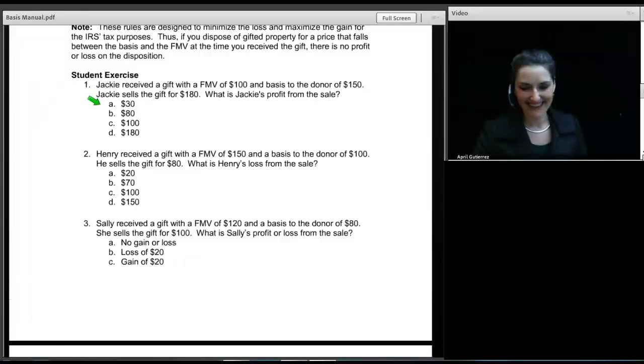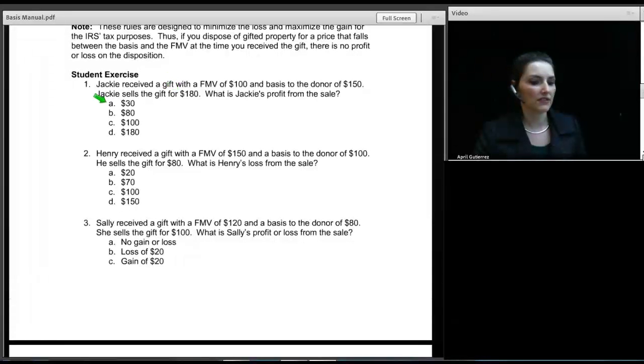Okay. The number 30 is the correct one, and here's why. We're not going to be forced to pay more gain, but we're not going to be allowed to claim a full loss when it goes down in value. So in this case, we sell it at a profit, so we're going to go with the donor's original basis. And we sell it for 180, that means the profit is 30.